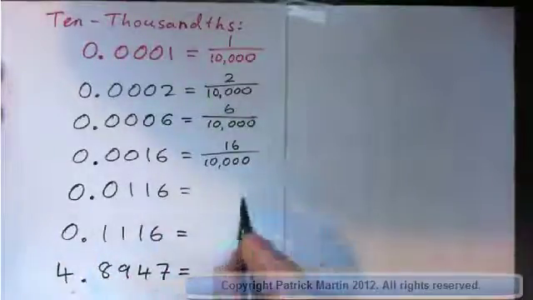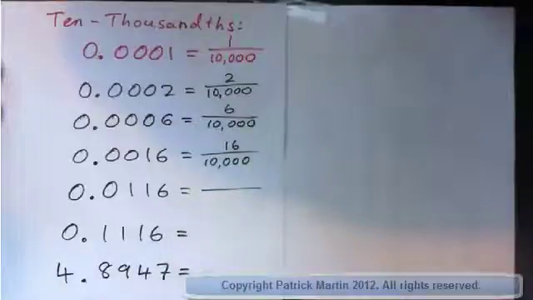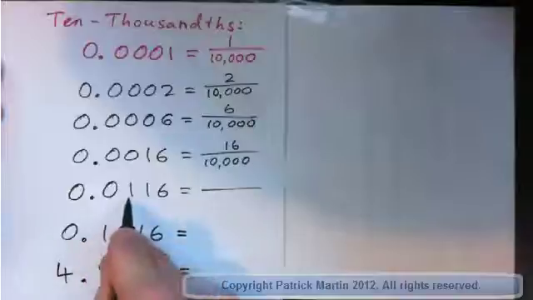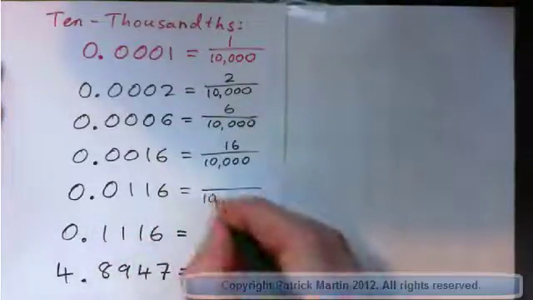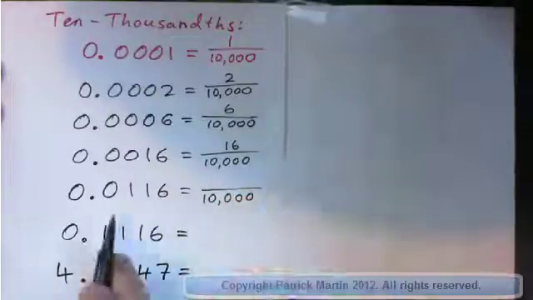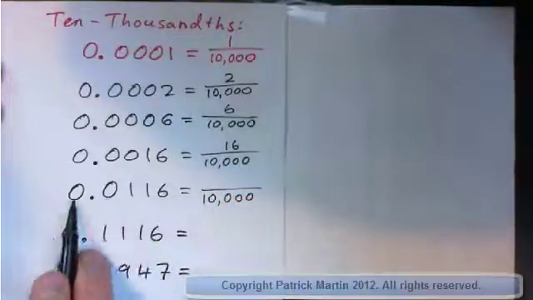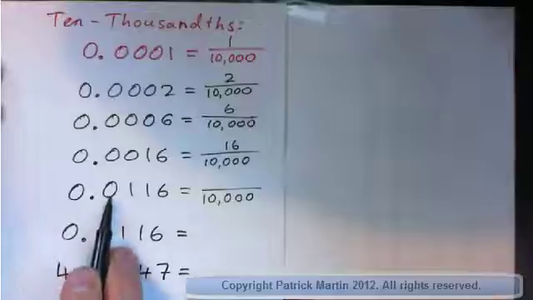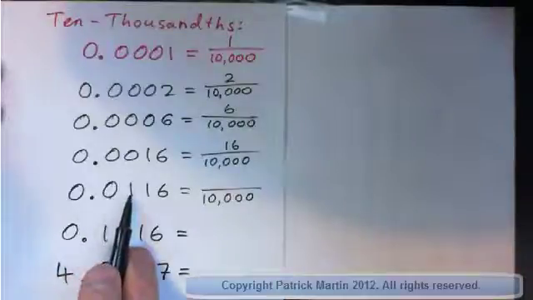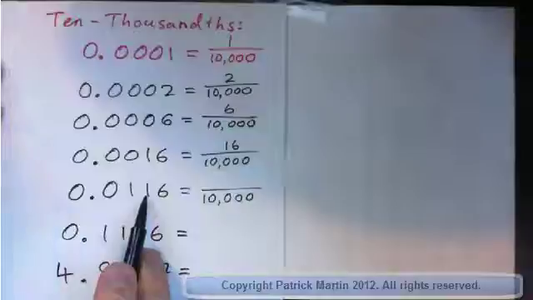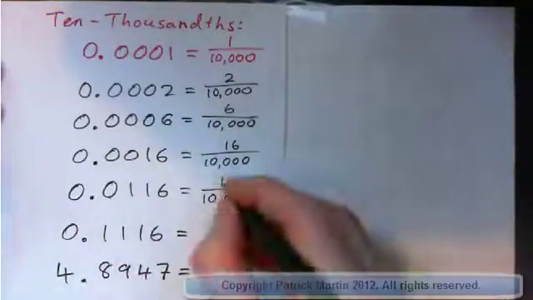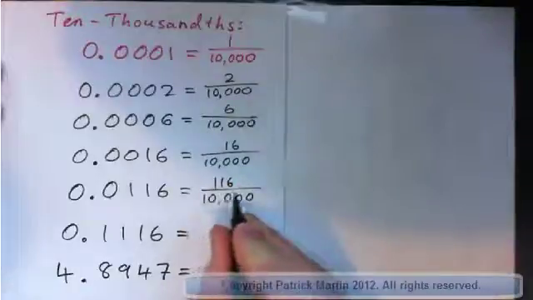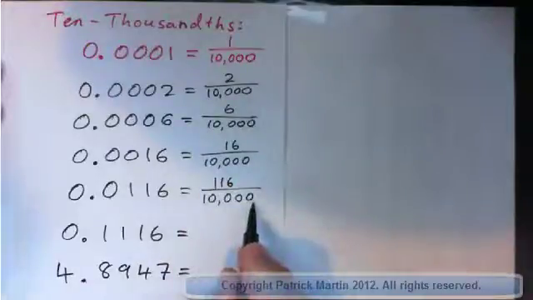But what if you had 0.0116? What's that? Can you do it? It's 1, 2, 3, 4 digits to the right of the decimal point. That means it's going to be 10 thousandths, because look, how do you remember? This is ones, okay? Then we've got tenths, hundredths, thousandths, 10 thousandths. So it's 116 10 thousandths.